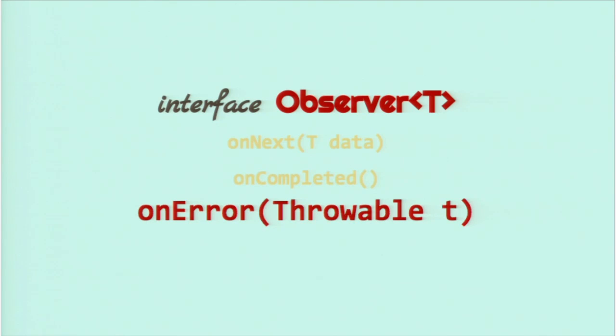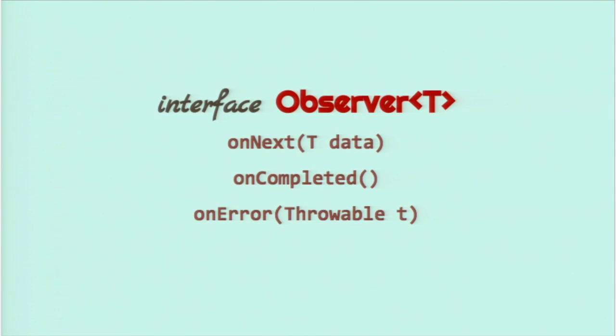So the contract basically is I will receive n calls to onNext, followed by either onCompleted or onError. And after that, I shouldn't receive anything more. And okay, so far so good.